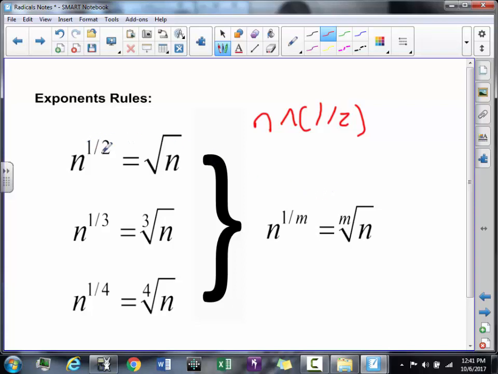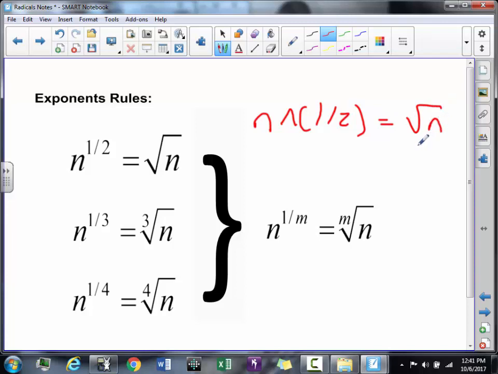This would be a good computer script way of writing a square root. If you ever see a 1/2 as an exponent, it's a square root. If you ever see a 1/3 as an exponent, it's a cubed root. A 1/4, fourth root. So this is a good way of writing it in another format. This really means the square root of n.